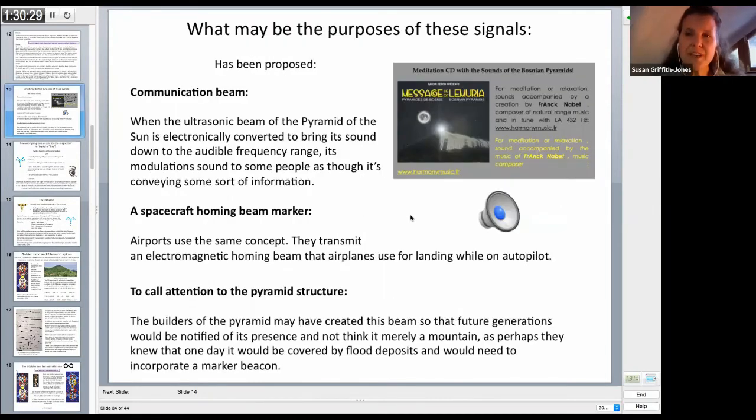The Pyramid of the Sun, they actually recorded the frequency at the top of the Pyramid of the Sun, and then they converted it down, so to speak, into an audible range, so we could hear it within our audible range in that sense. So would you like me to play that again? Thank you very much. I'll play it now.